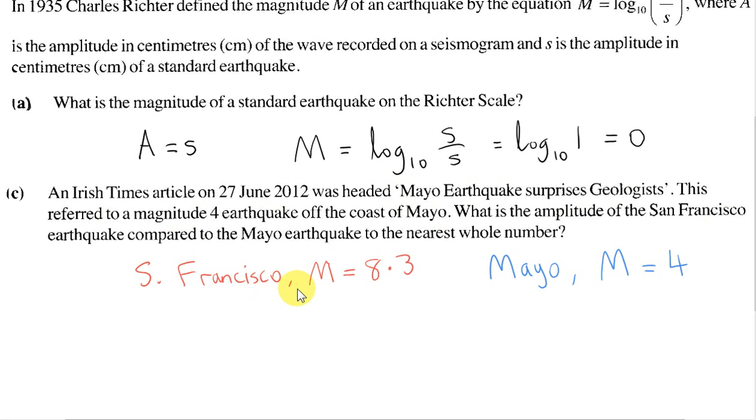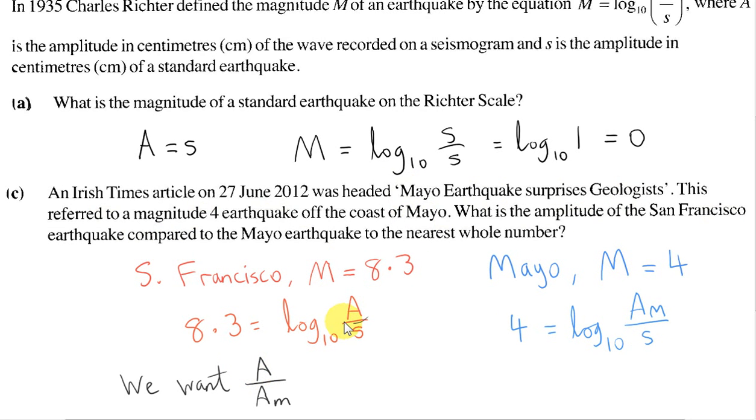So from part B, the San Francisco earthquake had a magnitude of 8.3. And we're given here that the Mayo earthquake has a magnitude of 4. Remember, we don't know the amplitude of the San Francisco earthquake. We know that whatever A is, when we work this thing out, we get 8.3. For Mayo, we have 4 equals log to the base 10 of the amplitude of the Mayo earthquake, which I'll call AM, divided by S.